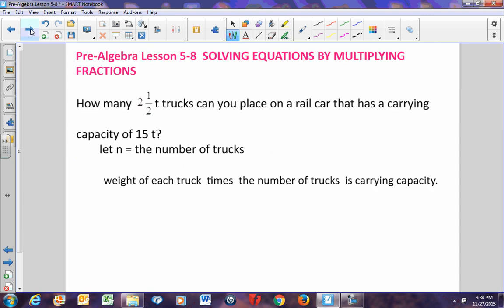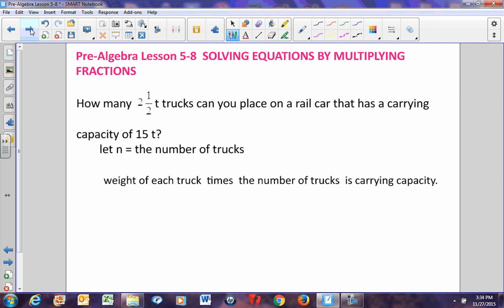Last question, word problems. You solve a set of word problems exactly like you solved them for anything else. How many 2.5 ton trucks can you place on a rail car that has a carrying capacity of 15 tons? In other words, a big giant train rail car is holding a whole bunch of trucks on it in each car. Each truck weighs 2.5 tons. The train car can hold 15 tons.